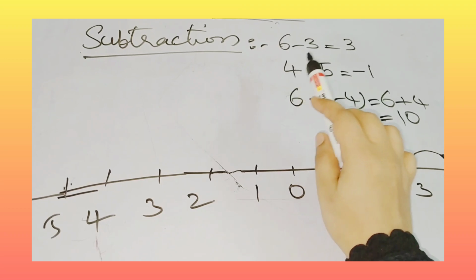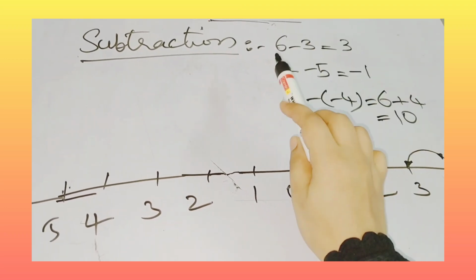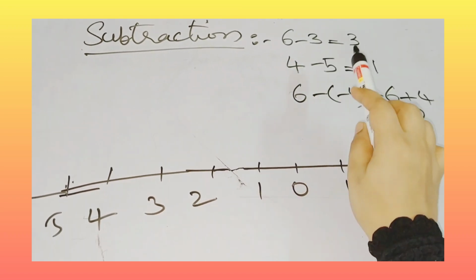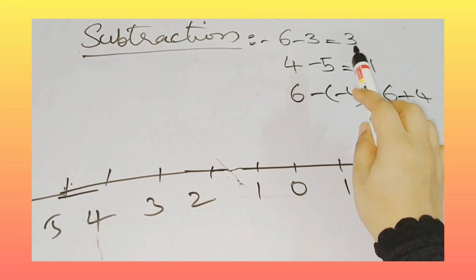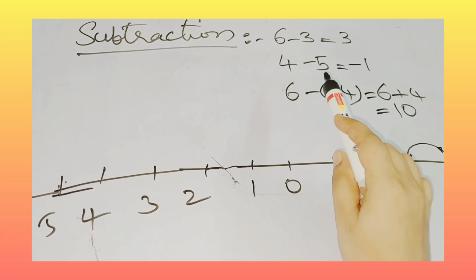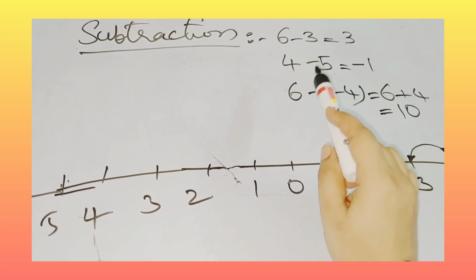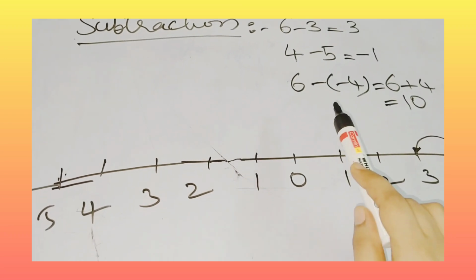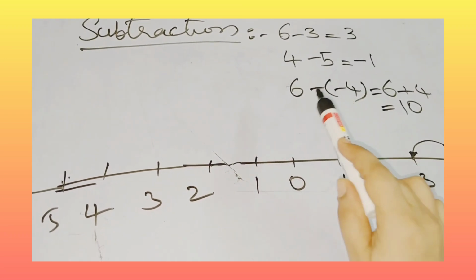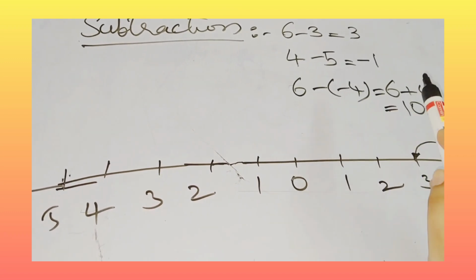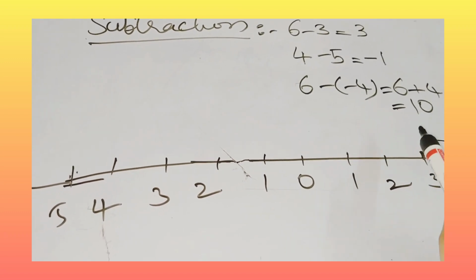Here 6 minus 3 we are taking 3. What is the bigger number here? 6. Before 6 there is plus, so no need to write plus; we can write 3. But in 4 minus 5 we have to write minus 1, because the minus number is bigger here. Now 6 minus of minus 4: what is minus into minus? It is plus. 6 plus 4 is 10.